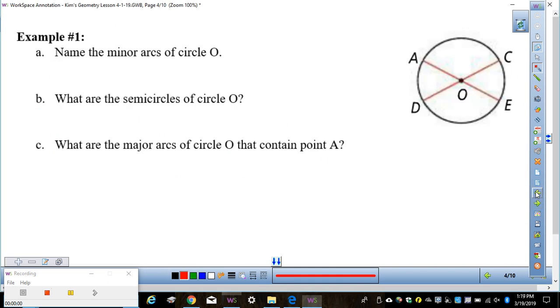So example 1A is asking us to name the minor arcs of circle O. Go ahead and take a couple of seconds here and see if you can come up with one or two on your own. And maybe even go ahead and try letter B, which is to name the semicircles of circle O.